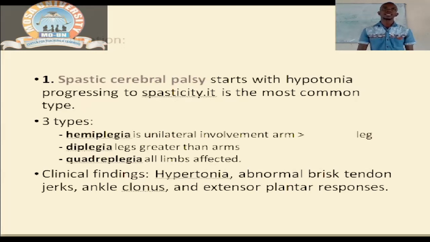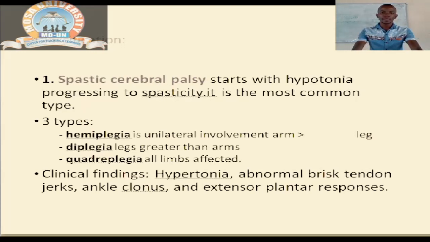Hypotonia simply means there is a reduced tone in the muscles of this particular patient. And spasticity, in other words, we would say spasticity is stiffness of the muscles. Okay, spastic cerebral palsy is usually due to an upper motor neuron lesion. That is just one important point to note when we are looking at spastic cerebral palsy. Now, there are basically three types of spastic cerebral palsy, depending on how this patient is going to be presenting.